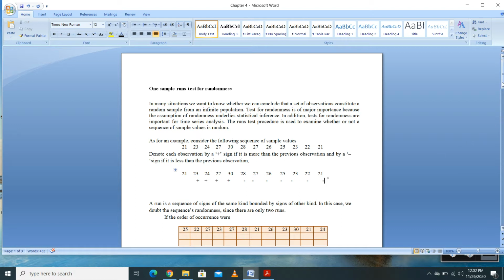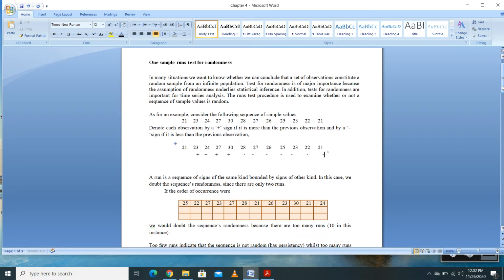Alright, so let's take this data set. You can see in this table you have a data set. We want to check whether this is a random sample or not. So can you take a few minutes and put the positive and minus signs in the second row?